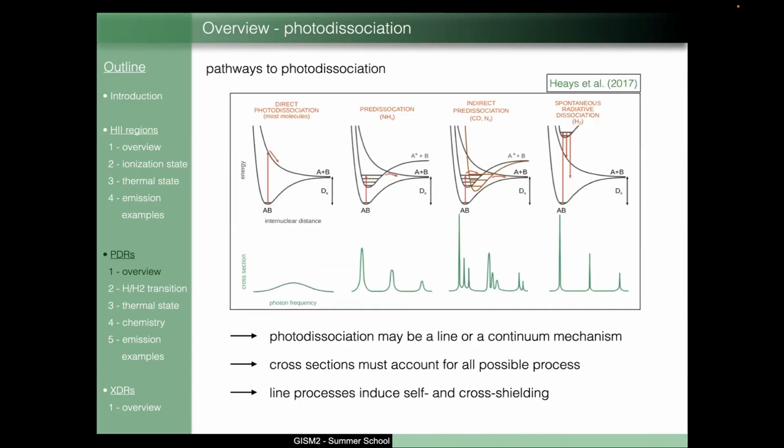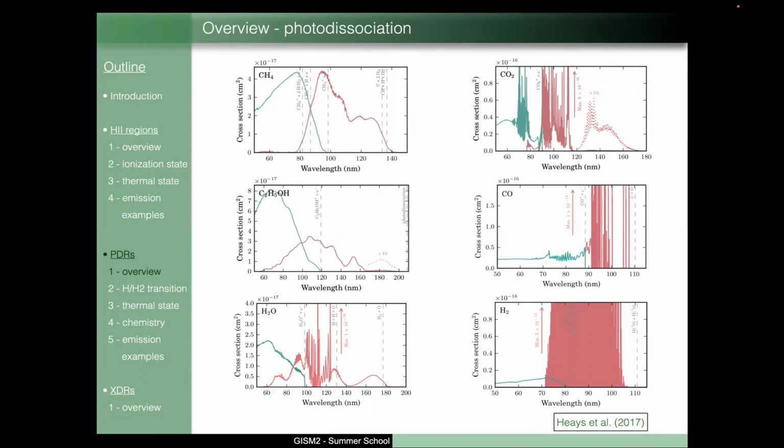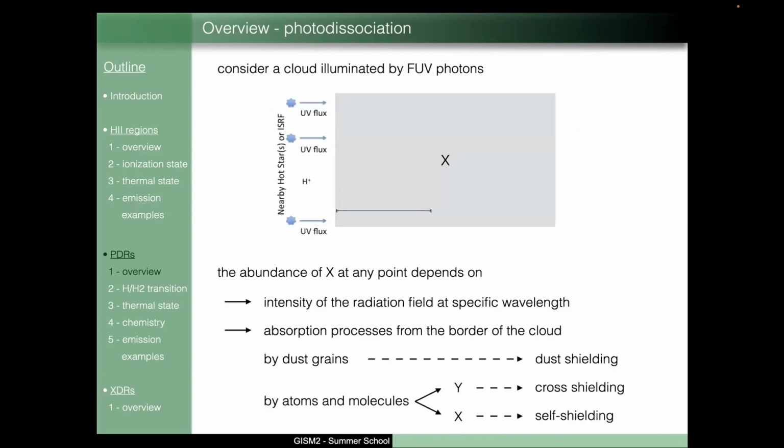When I say dominated by line processes, they are dominated by this process here. This is the case for CO, and this is the case for H2. You don't see that these are lines, but these are lines, okay? Anyway, if your photodissociation is dominated by line processes, then there can be some effect. In fact, the question that we will have to ask is, who is absorbing the radiation field at this specific frequency? And this leads to the concept of self-shielding and cross-shielding.